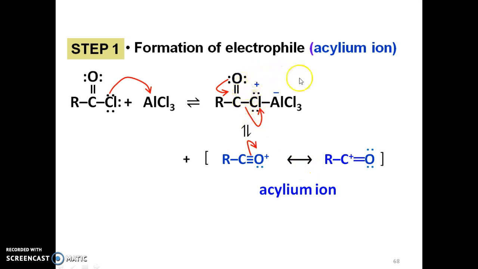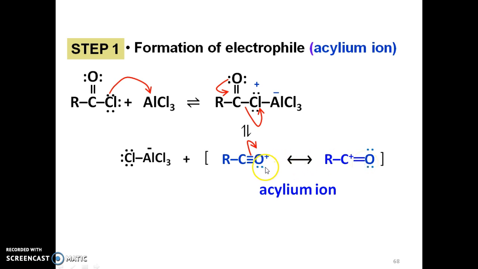And what happens to this other part? It will produce AlCl4 minus, as we produce in the halogenation of benzene. As we produce the acylium ion, the C triple bond O is more stable compared to the C double bond O.